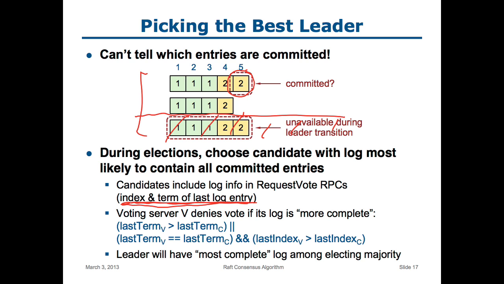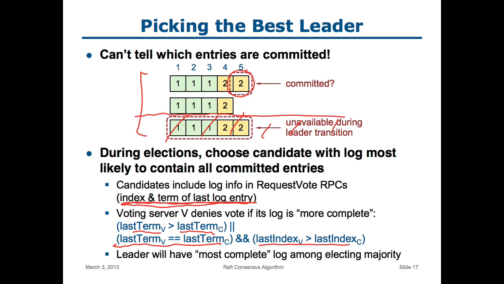Then the voting server that receives this request for a vote compares its own log to that of the candidate. And if the voter's log is more complete, think of this in an intuitive sense, it will deny its vote. Now to make this specific, we define this to mean that if the last term in the voting server's log is greater than the last term in the candidate's log, then the voter's log is more complete, deny the vote. Or if the terms match and the voting server's log is longer than the candidate's log, then again, the voter's log is more complete, and so we deny the vote.